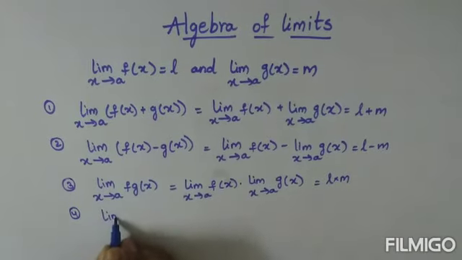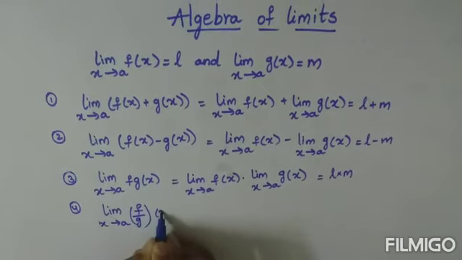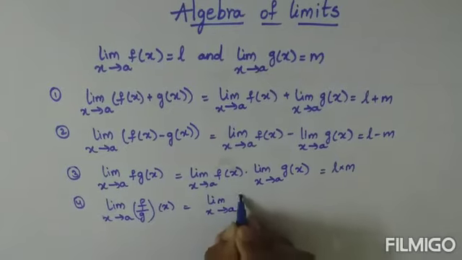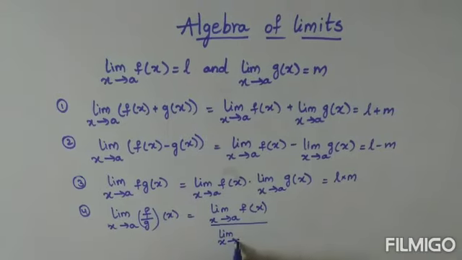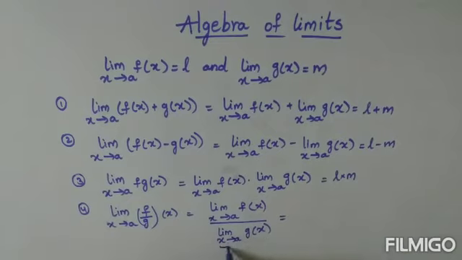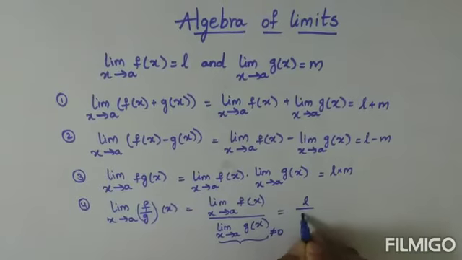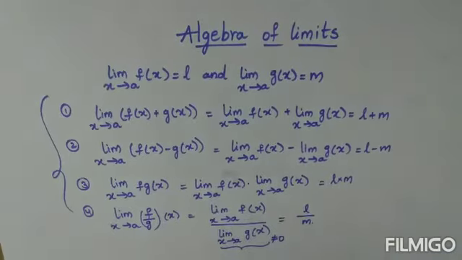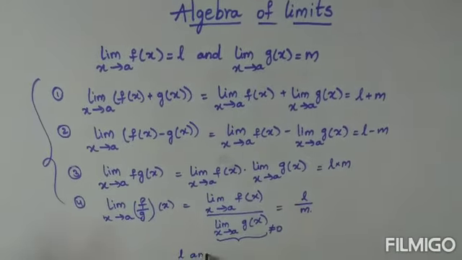And now, limit x tends to a, f by g of x can be written as limit x tends to a f of x by limit x tends to a g of x. We have to observe that this last case is valid only if limit x tends to a g of x is not equal to 0. So this is equal to L by m. We also must remember that all this algebra of limits is valid only when both the limits L and m are finite.